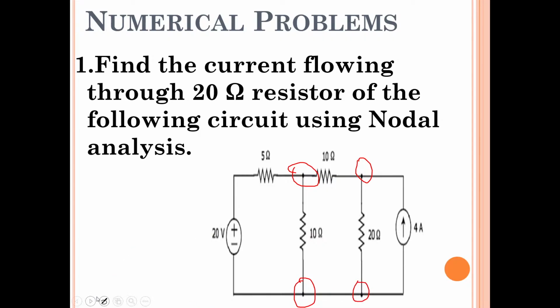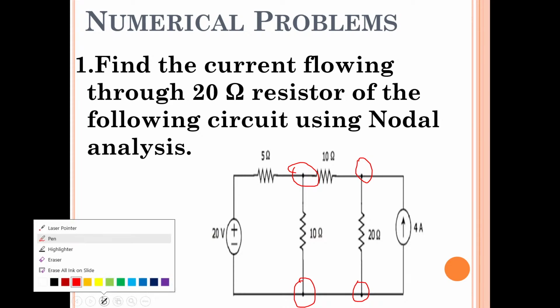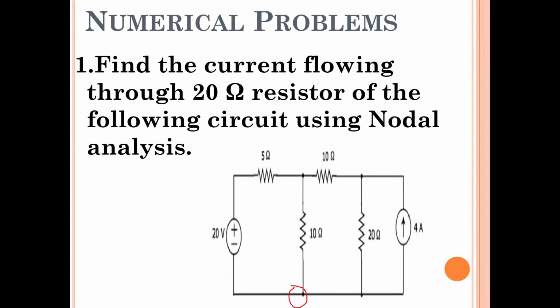But if you observe, between this node and this node there is no element. Simply a conductor is connecting these two nodes. We already know that for current to flow, there should be a potential difference between two terminals. Since there is no element between these two nodes, we can consider these two nodes as one node.